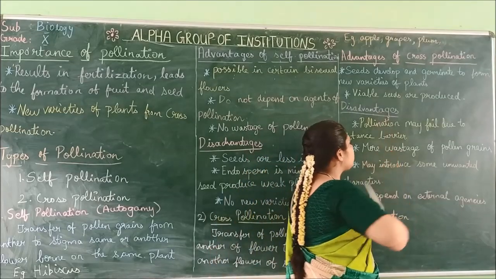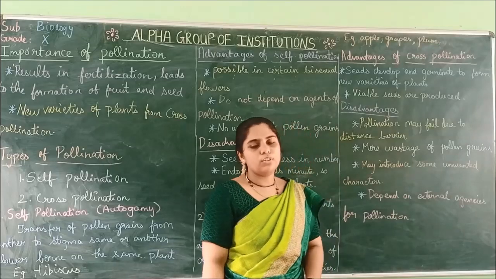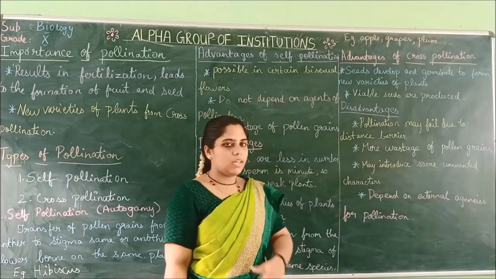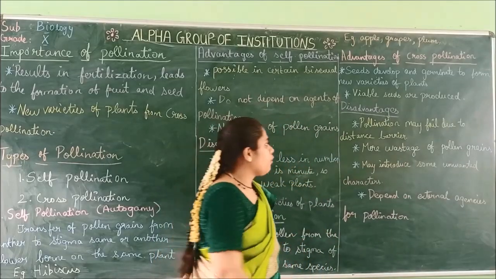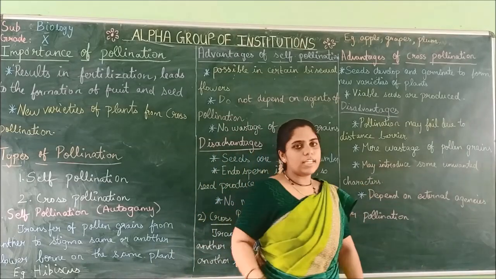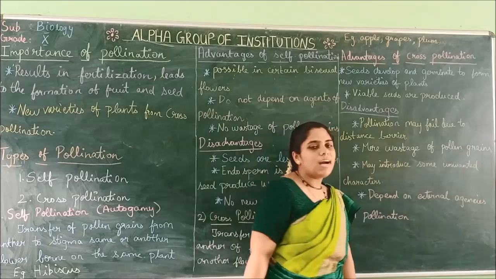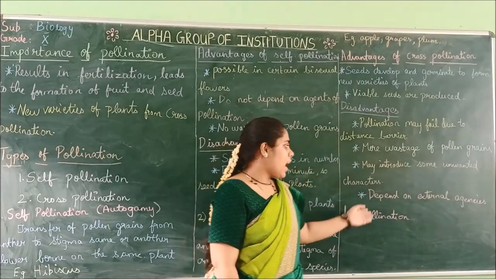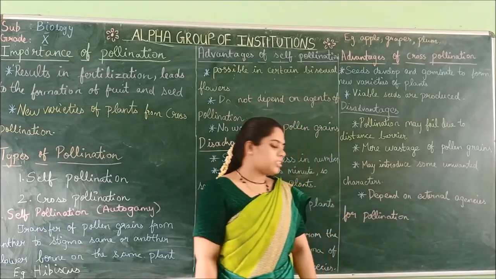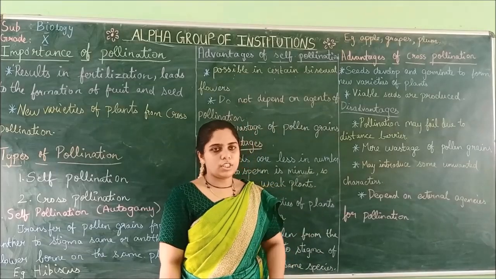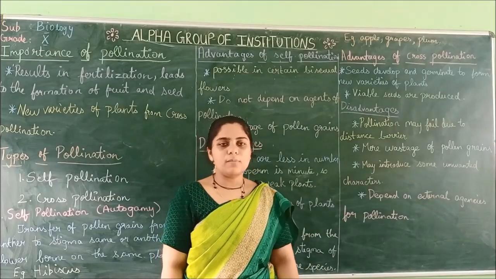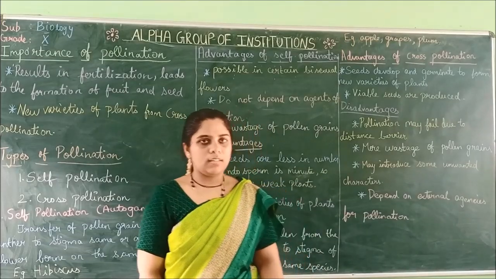And disadvantages: pollination may fail due to distance barrier. When it is at a long distance, it may fail and more wastage of pollen grains may happen. It may introduce some unwanted characters and it depends on external agencies for pollination. It has to depend on other organisms for pollination.